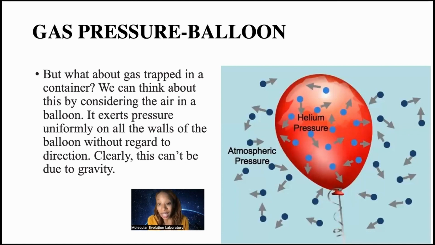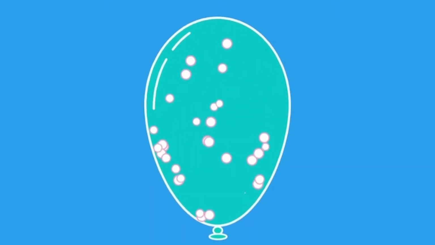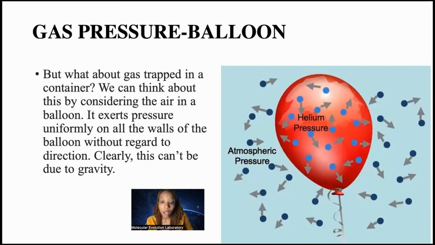The pressure is sustained in the balloon due to the collision of gas molecules with the walls of the balloon. The molecules keep colliding with the inner wall of the balloon, and that's how we create pressure. So basically, the constant collisions keep the balloon inflated.